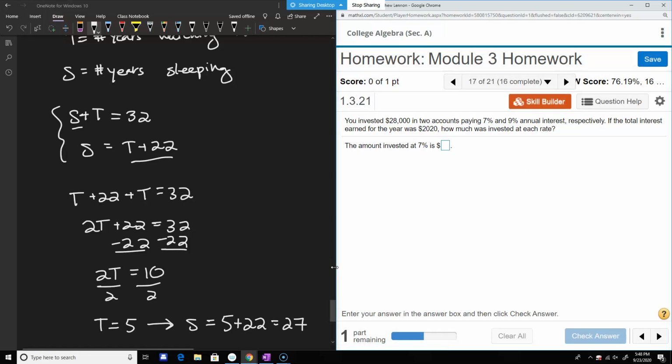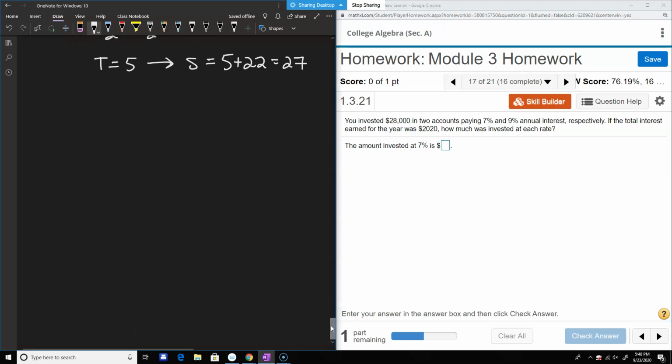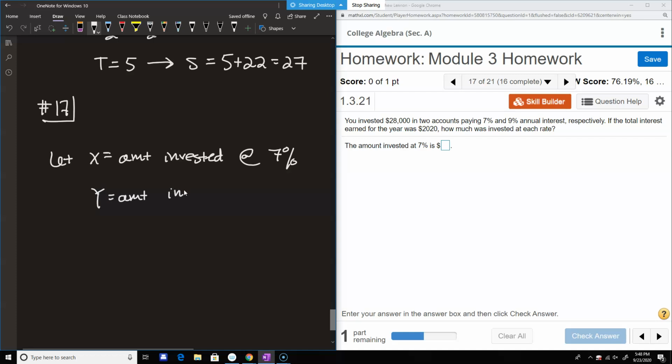So this is going to be another similar one. We're just going to come up with two variables and then see if we can write down two equations. So how much was invested at each rate? Basically we've got some big account with two amounts invested in it. So let's say X be the total amount invested at 7%, and Y be the amount invested at that second rate, 9%.